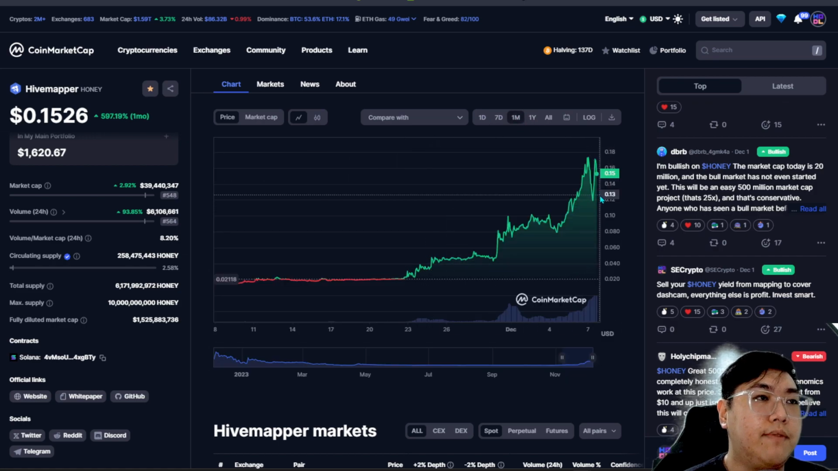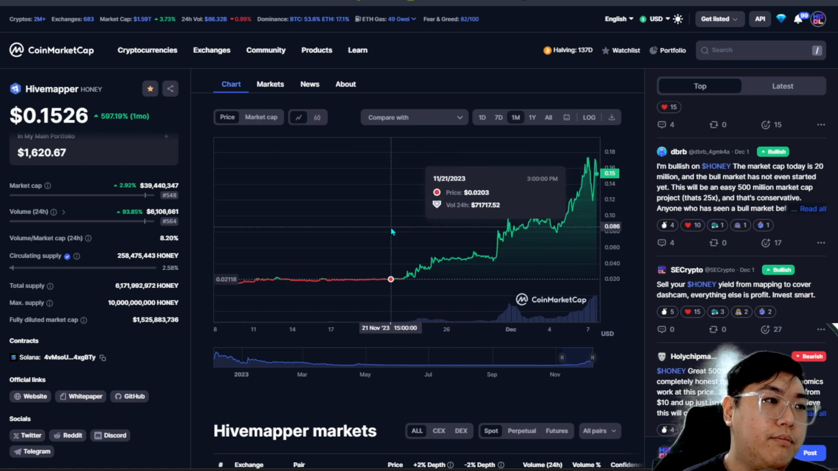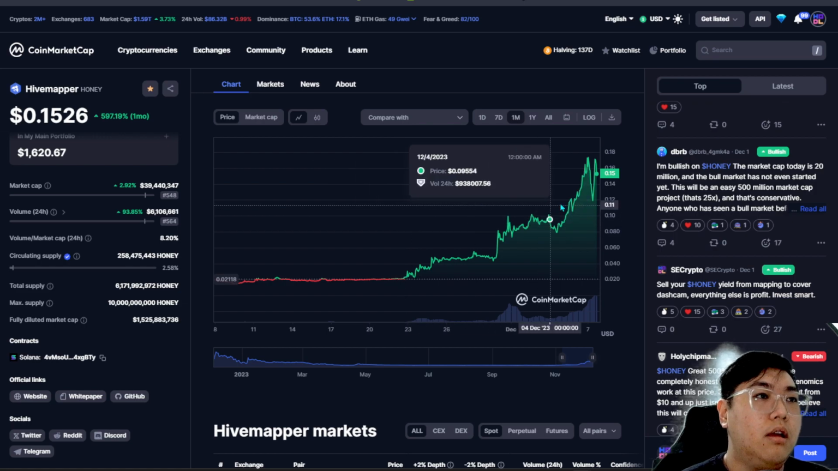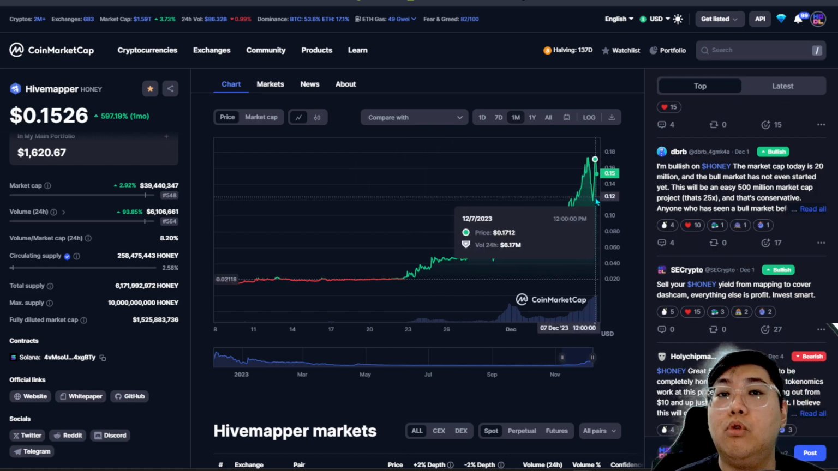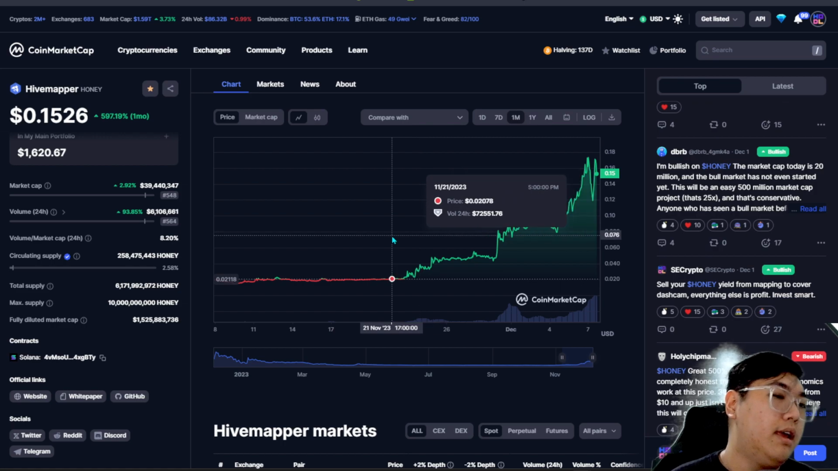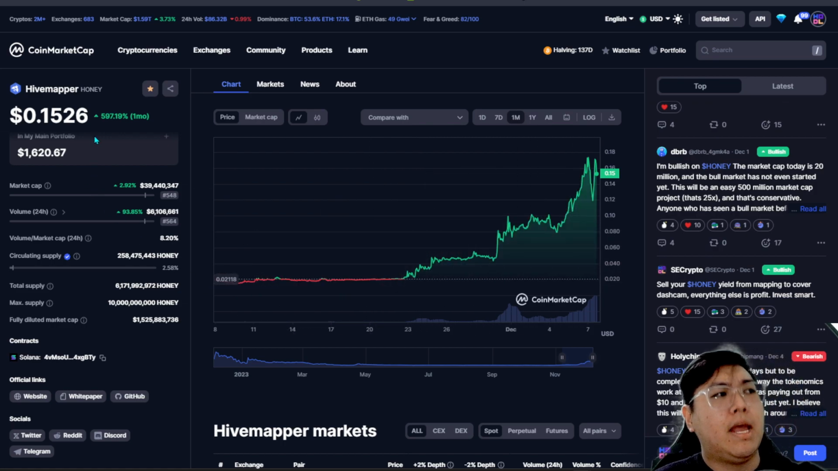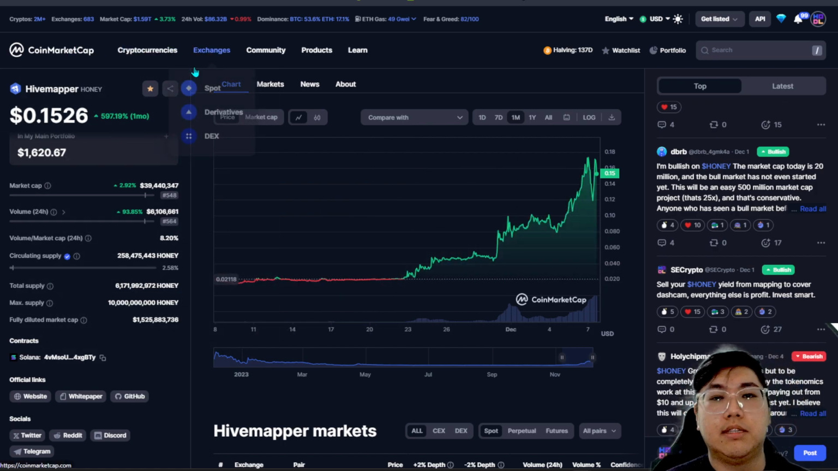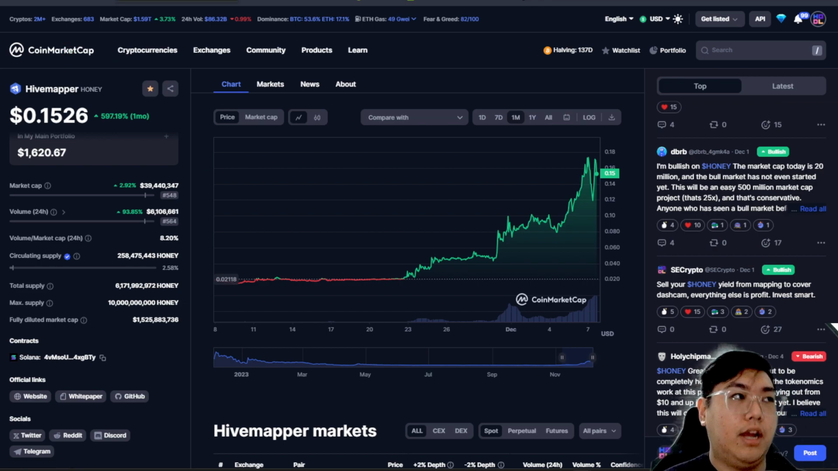Basically 10x value. If, let's say, you purchased the Honey token back then, maybe a month ago or less than 15 days ago, you basically made 10x of your money. But who knows, man? Nobody knows if this kind of project is gonna pump. And of course, in the future, hopefully the HiveMapper team can basically deliver whatever they promise on the roadmap.